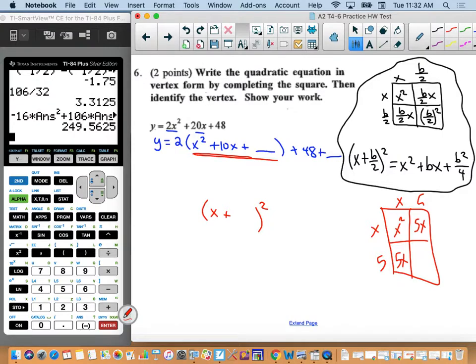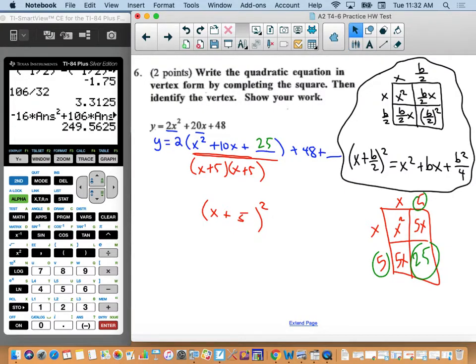But that's not a complete square. So to complete the square, 5 times 5 would make this 25. I need this 25 in here to complete the square. And that will make this a perfect square, x plus 5 times x plus 5, or x plus 5, the quantity squared. But that 25 was not in the original problem, so I'm going to subtract the 25 out here to balance it. And then I remember that this 2 also gets multiplied by everything. So I'm going to have to subtract that 25 twice.